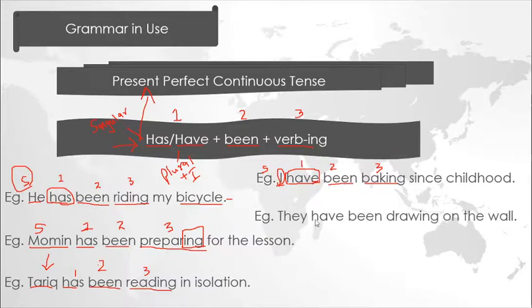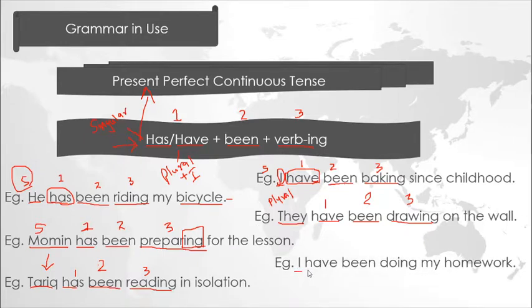Then we have they. They have been drawing on the wall. They is a plural subject, and hence we have used they have because this is a rule. So they are more than one. We use have as the first component, then been, then third is verb with ing. They have been drawing on the wall. This is the present perfect continuous tense.